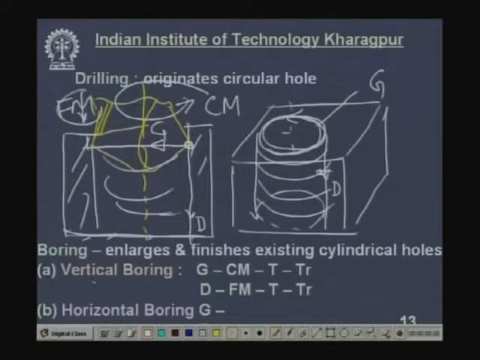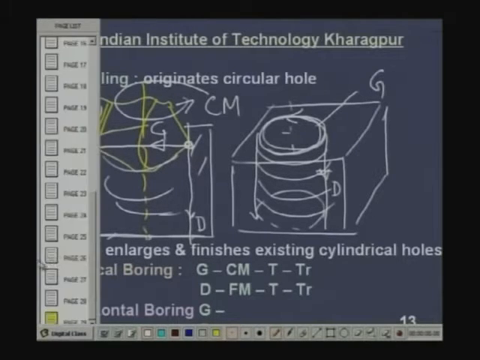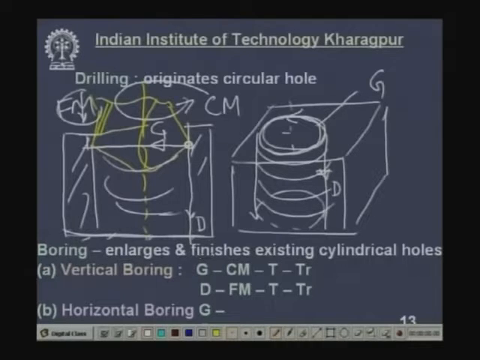Vertical boring. Now, boring is similar to drilling, but the difference is that drilling originates a hole in a solid body, but boring enlarges and finishes existing cylindrical holes. So, it gives more finish and enlarges the hole. Now, a boring machine may be of two types, vertical boring or horizontal boring.